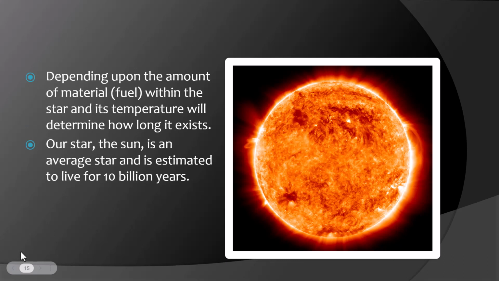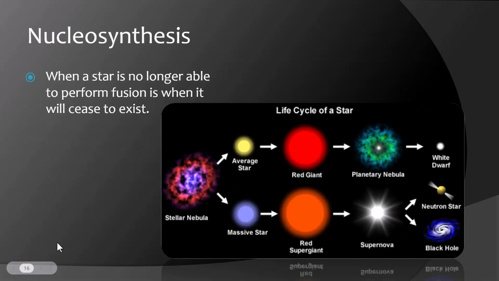Now, the amount of material that the sun has within it, and the star's temperature, will determine how long it exists. Our sun, our star, which is the most important one that we're going to be focusing our attention on, is estimated to live to approximately 10 billion years. And right now it's considered to be at its middle age. It's approximately 5 billion years old because we know that the existence of our solar system is approximately 4.6 billion years old. Now, at some point, our star will stop producing the energy it needs.